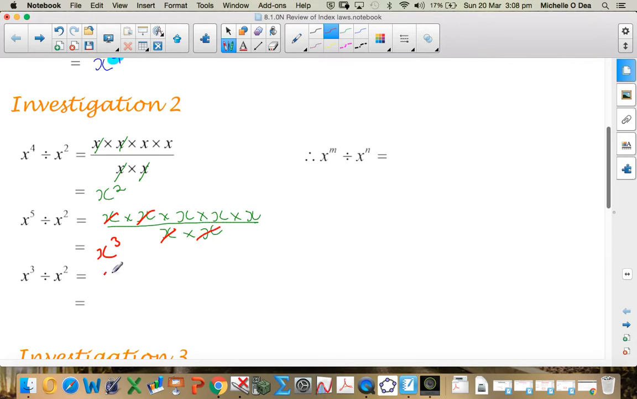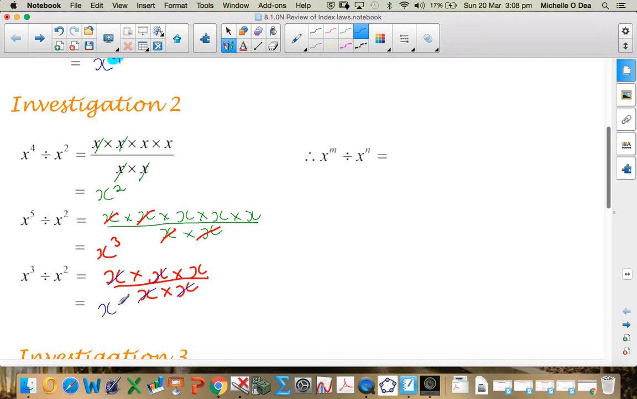Finally, one more. X times x times x, that's the x cubed, all over, because remember, of course, we can change a division to a fraction. That's what that fraction line means, to divide. X times x on the bottom, and then if we quickly do some cancelling, we have x over x is 1, x over x is 1.